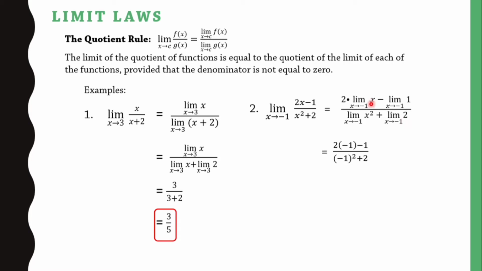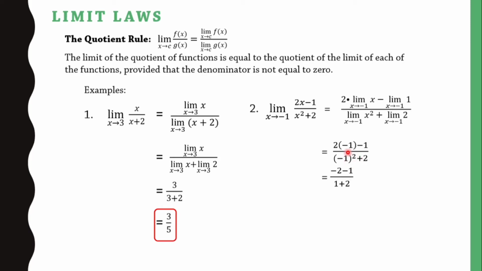The limit of x as x approaches negative 1 using the identity rule is negative 1, minus the limit of 1 using the constant rule, which is 1. The limit of x squared using the power rule is the limit of x, which is negative 1 as x approaches negative 1, raised to the exponent 2, plus the limit of 2 using the constant rule, which is 2. So that's 2 times negative 1 minus 1 over negative 1 squared plus 2.